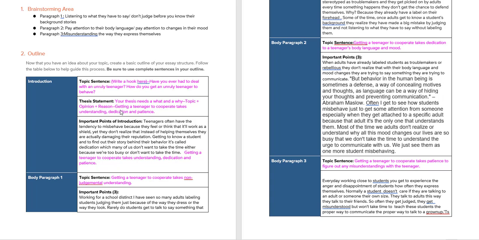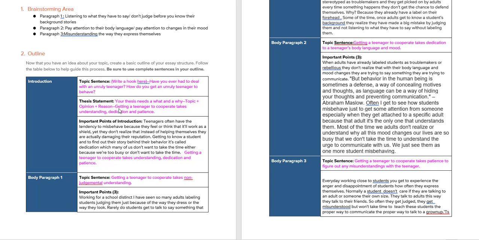But what's important here is that your thesis statement is going to be the main idea of your essay. And your thesis statement has two parts. It has a what, which tells you what the topic is, and a why, which tells you the reason for the topic. A what and a why. Those are the two parts of your thesis statement. And when you write your thesis statement, you have a topic, an opinion, and a reason. So that is TOR. That is your thesis statement formula.